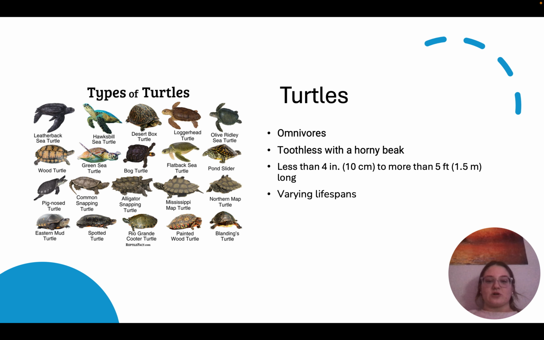Our first subgroup is turtles. Turtles are omnivores and are distinguished through their toothless mouths and a horny beak that they use to eat prey and plants. Their size varies between less than 4 inches to more than 5 feet long. They have varying lifespans, some species living 30 to 40 years, others to 80, and the Galapagos giant tortoise can live up to 150 years.